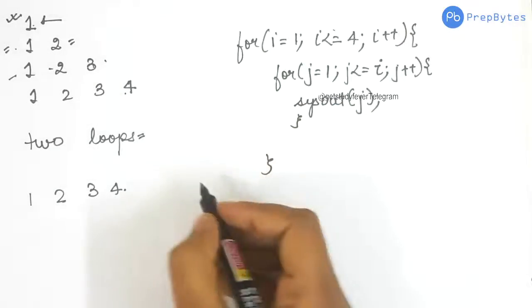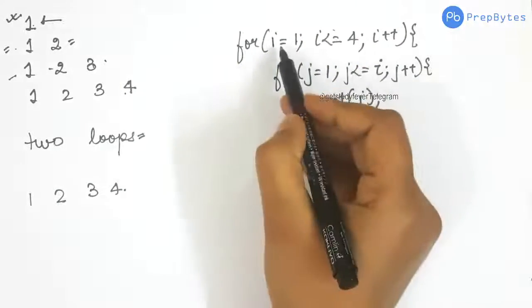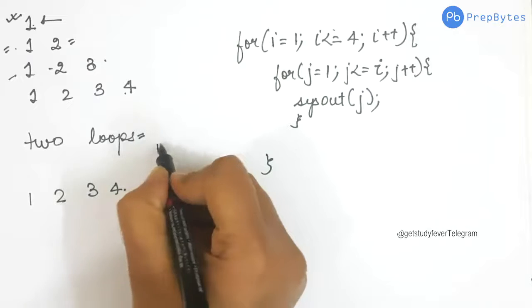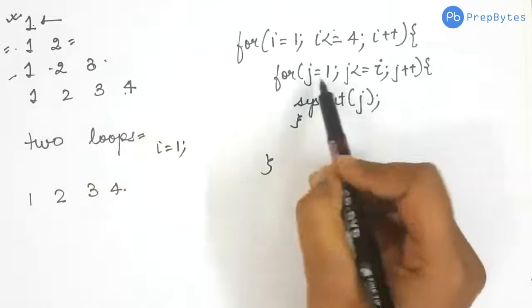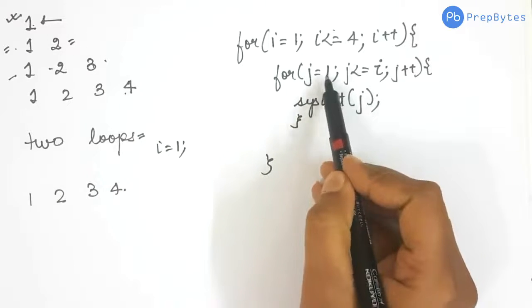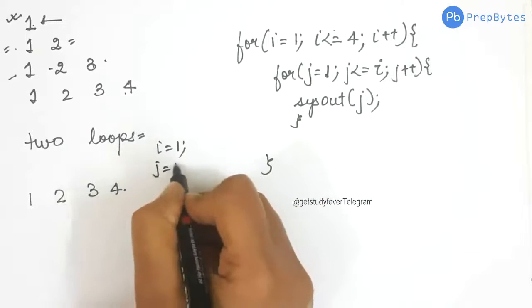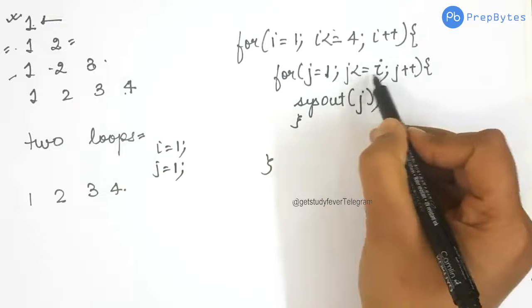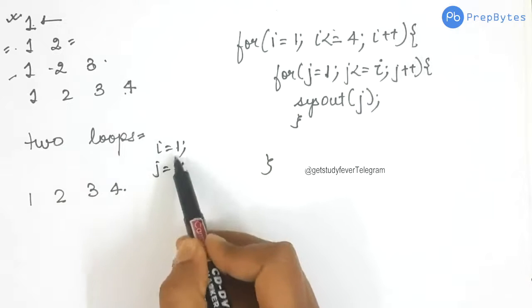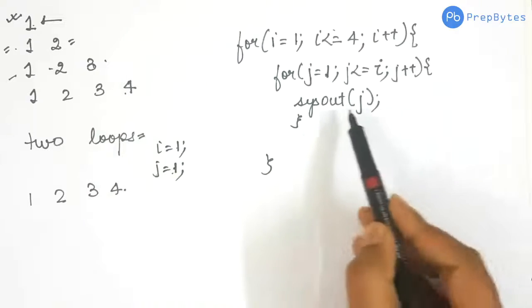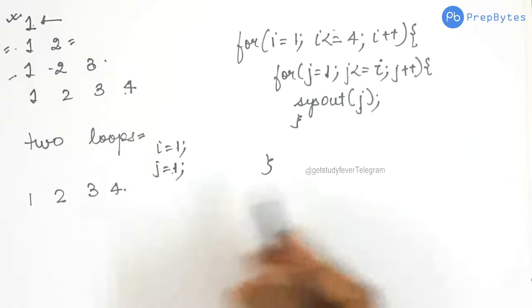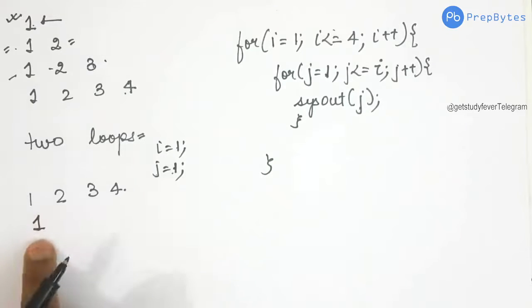Initially my i is equal to 1. When my i is equal to 1, my j starts from 1. So let's say j is equal to 1. Is j less than or equal to i? Yes, j is equal to i. Now j gets printed, so my 1 gets printed.